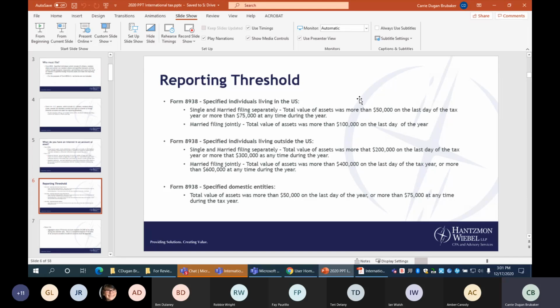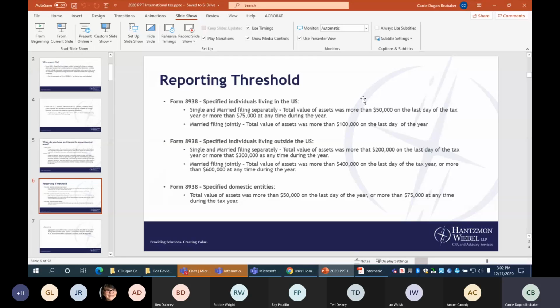Okay, so the thresholds for the filing. For the 8938, the threshold for individuals who are living in the U.S. is if your assets at the end of the year are more than $50,000, or on the last day of the tax year they're over $75,000. For married filing jointly, if the total value of the assets was $100,000 on the last day, then you are required to file.